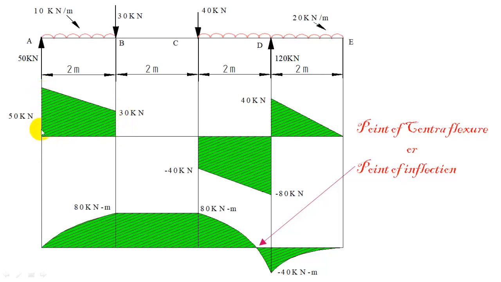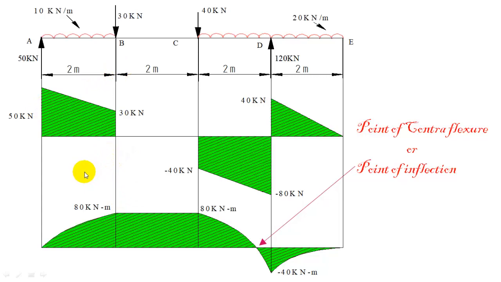Here again you can see it has increased from 0 to 50 and then decreasing because of UDL. So point load will increase the shear force at that point and UDL will decrease continuously over the length of the beam. So if it's a downward UDL, it will decrease the shear force. And if you are getting an upward UDL, rarely you get upward UDL, then it will increase the shear force.